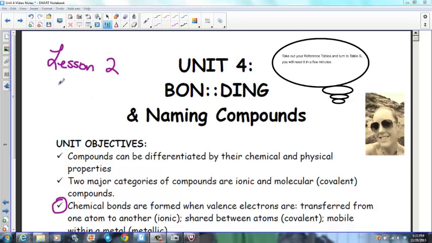So this is lesson 2 for unit 4. You'll have to take out your reference tables and turn to table S. We're going to need it in a few minutes, so you should do that now.